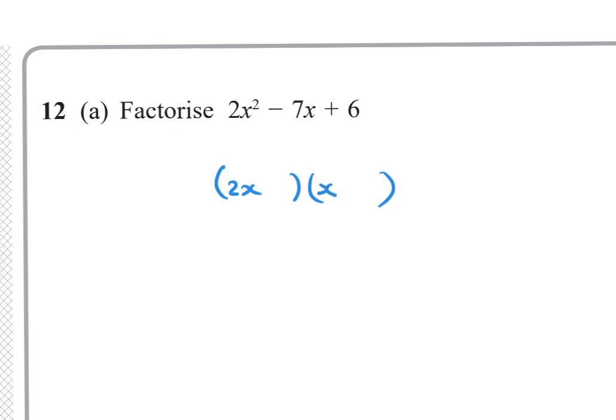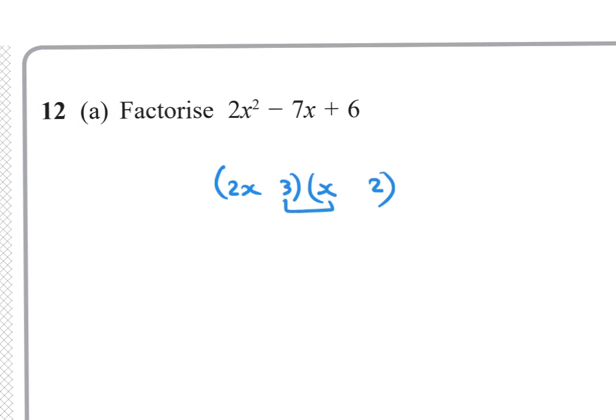So now find the means and the extremes. We have 1 and 12. If you add, you get 13. Doesn't work. Now we can try different numbers. We can try 2 and 3. So 2, 3.